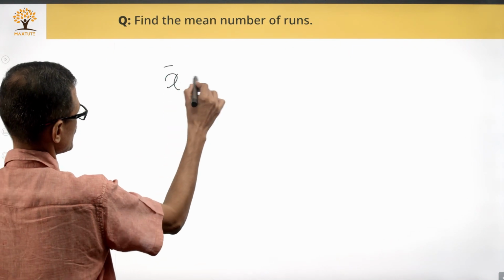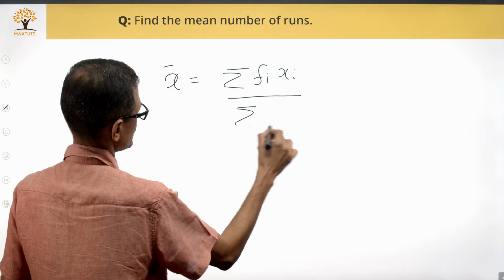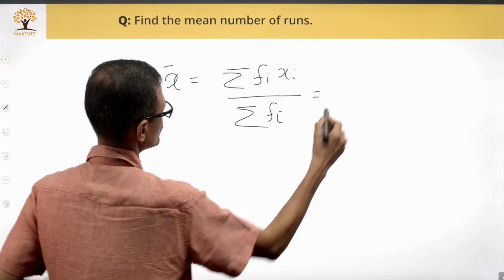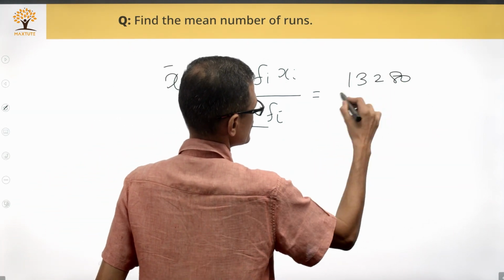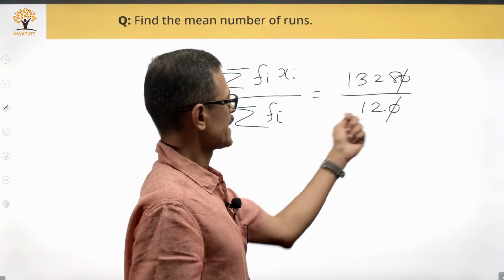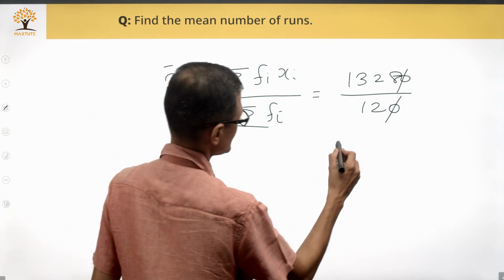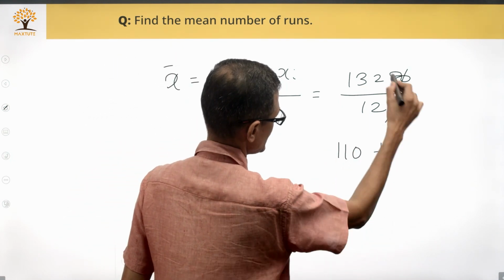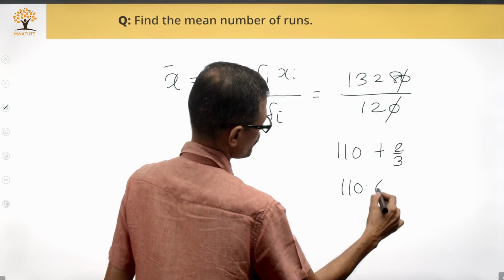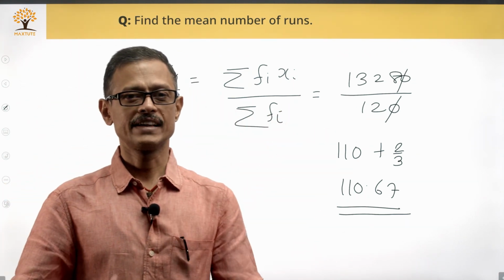The mean x bar is equal to sigma fi xi divided by sigma fi. This number is 13280. Sigma fi is equal to 120. Cancel this. 1328 divided by 12. 1320 by 12 is 110. 110 plus 8 by 12, which is equal to 2 by 3, which is 0.67. So 110.67 is the mean run scored by the 120 batsmen for whom we have data in this table.